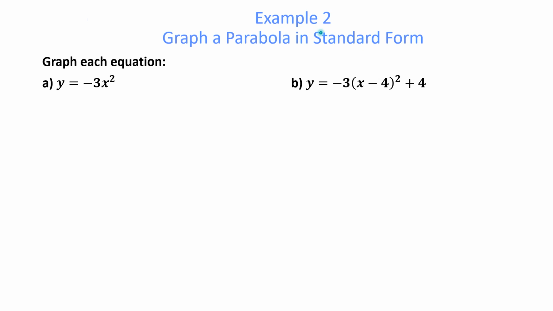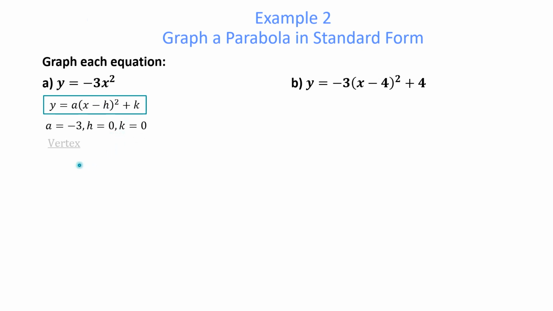Now for example 2, we'll be graphing each of these equations which are written in standard form. And we'll begin by graphing part A. Because of this x squared term, we know this is the standard form of the equation we'll use. So we can find the values of a, h, and k when we compare the two. We can see that a equals negative 3. Both h and k are equal to 0.